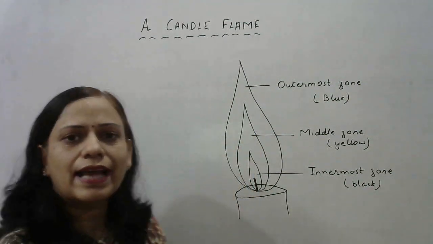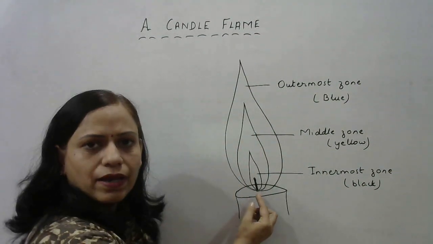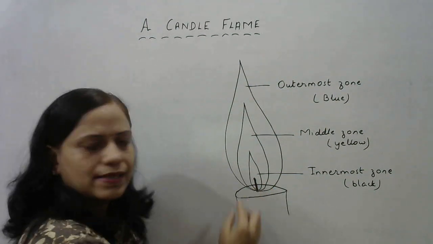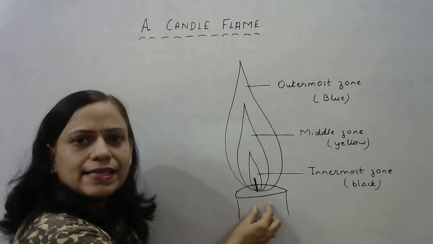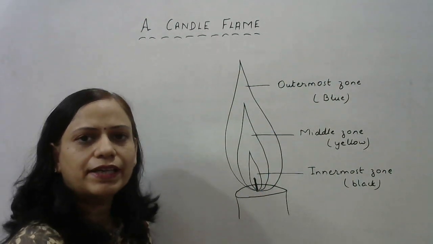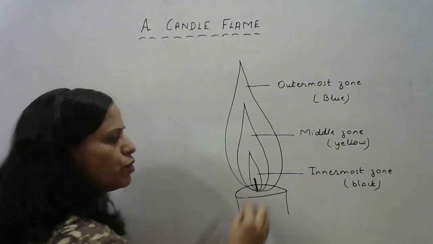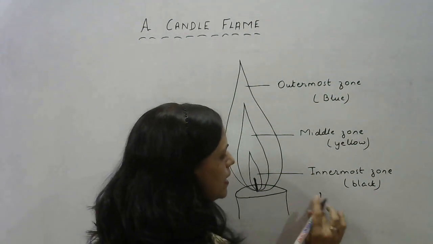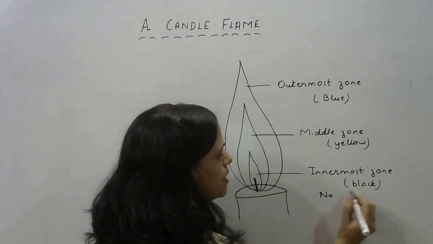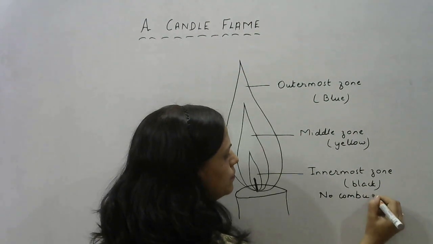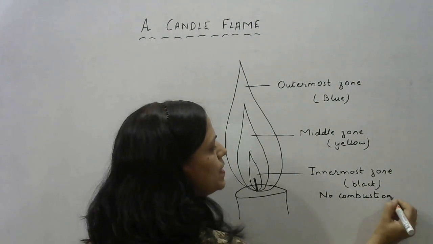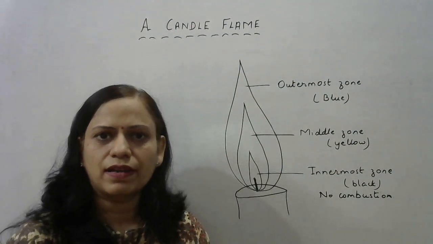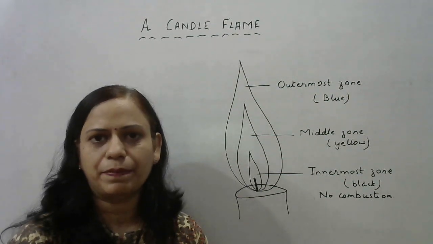Similarly here in a candle, when we light the wick with a matchstick and ignite the candle, the wax starts vaporizing, it gets converted into vapors, and this forms the innermost zone. Here no combustion is taking place, so this is the zone of no combustion. Also we can say that the innermost zone, which is black in color, has no combustion because it is just the wax vapors that are forming over here. And since there is no combustion, there is no color assigned to this part of the flame, and it appears black.